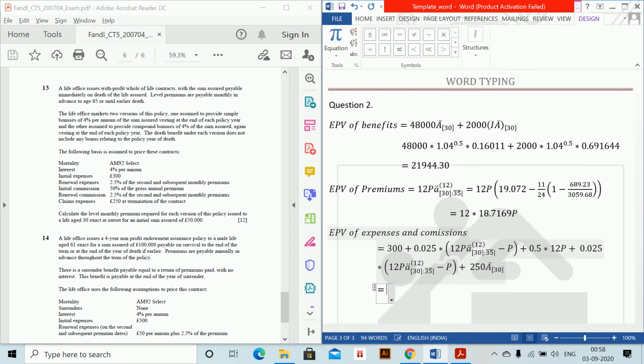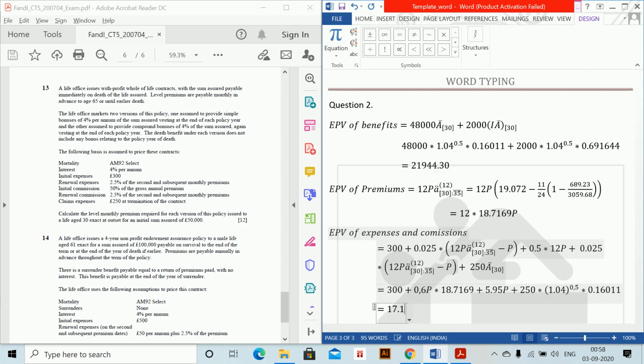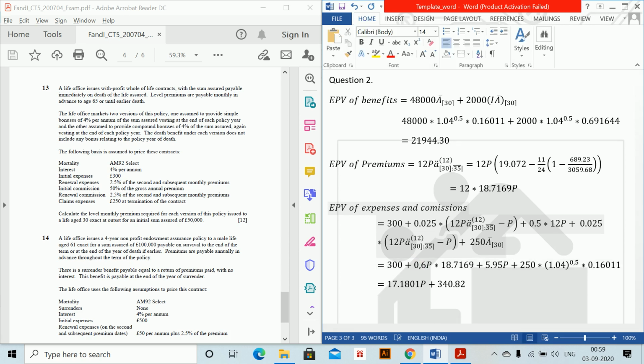Okay, this is there. Now next step, you just put the values to this, which is EPV equals to 300 plus 0.6p into 18.7169 plus 5.95p plus 250 into 1.04 to the power 0.5 into 0.16011, which is equals to 17.1801p plus 340.82. Okay, once this is done, you can equate.